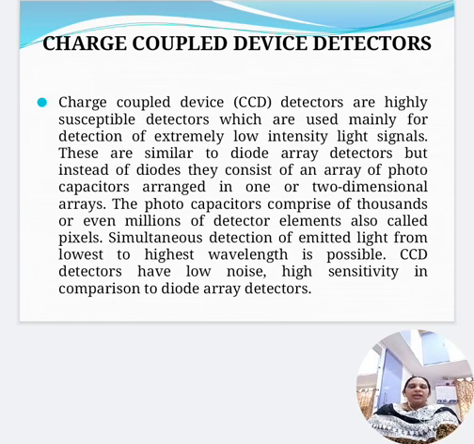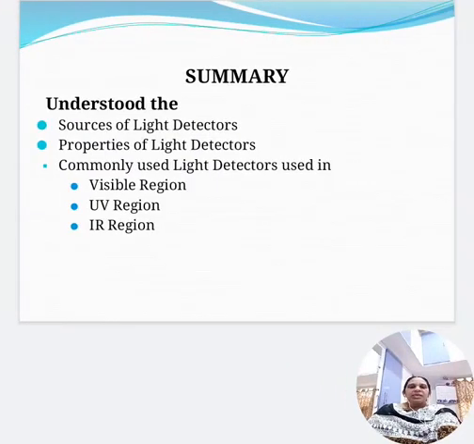So this is about the different types of photodetectors which we are using for spectroscopic analysis. Then I would like to summarize my topic of discussion today. We have discussed the light detectors. The light detectors are devices or transducers which can convert electromagnetic radiation into electrical signal, into flow of electrons. That is, they convert light energy into electrical energy, which in turn provides the response of the spectrophotometer.